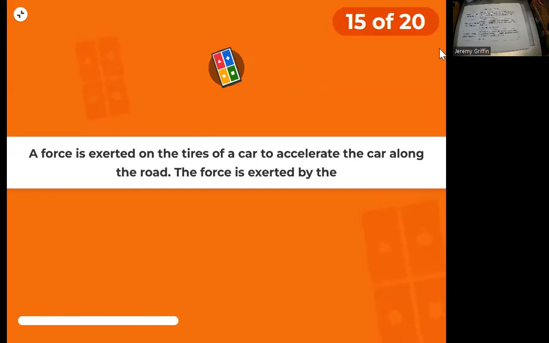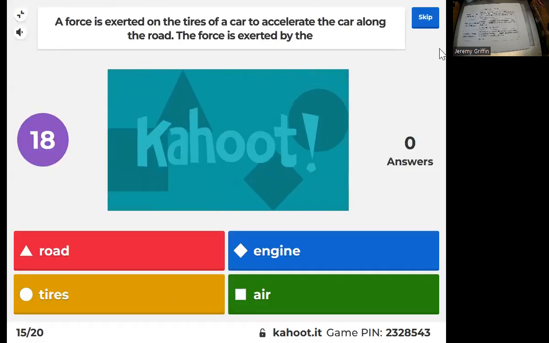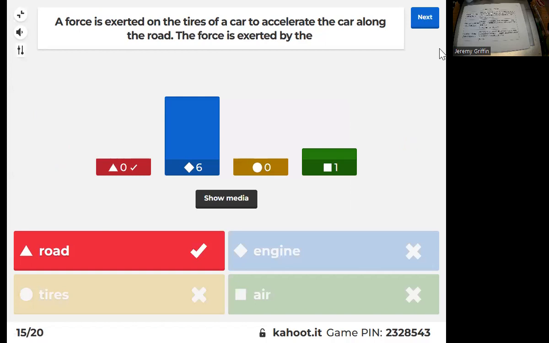Force exerted on the tires of a car to accelerate the car along a road. The force is exerted by what? What's actually driving the car forward? Oh yeah, how about the road, right? Isn't the road pushing on the tires with a friction force? You guys ever tried to drive without friction?